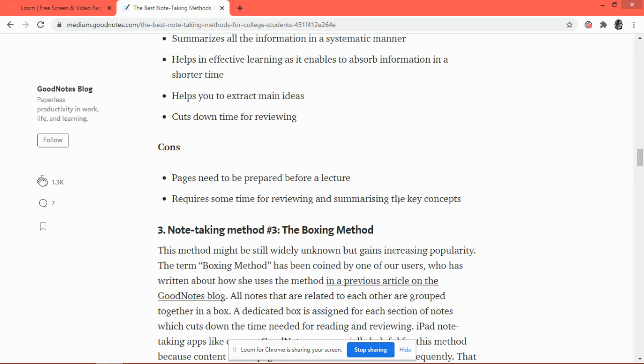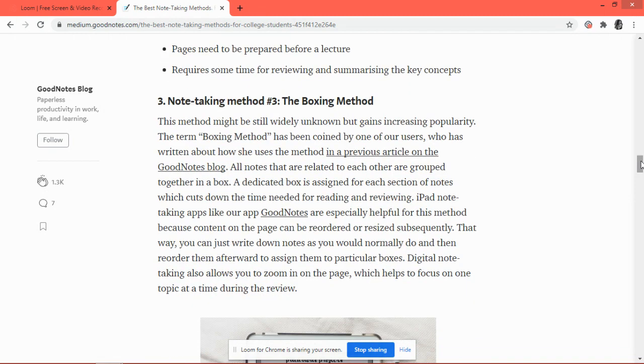Cons: your pages need to be prepared before a lecture, because if you start and then try to draw the lines and make little boxes or whatever, it's going to get confusing. But with something like the outline method, the first one, you don't really need that much pre-planning. The third one is called the boxing method.